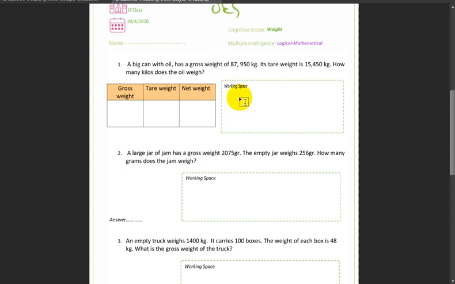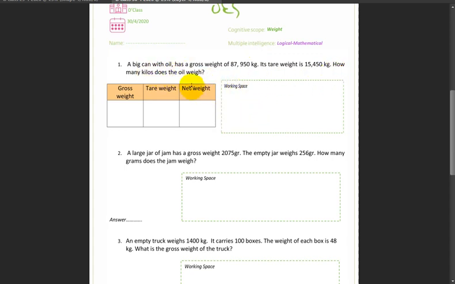Let's say I have 35. If I were to put a 0 in front of it, that doesn't change the number. The number is the same. It's still 35. So I can ignore it, basically. It's the same thing with decimal numbers. So it's asking us how many kilos does the oil weigh?